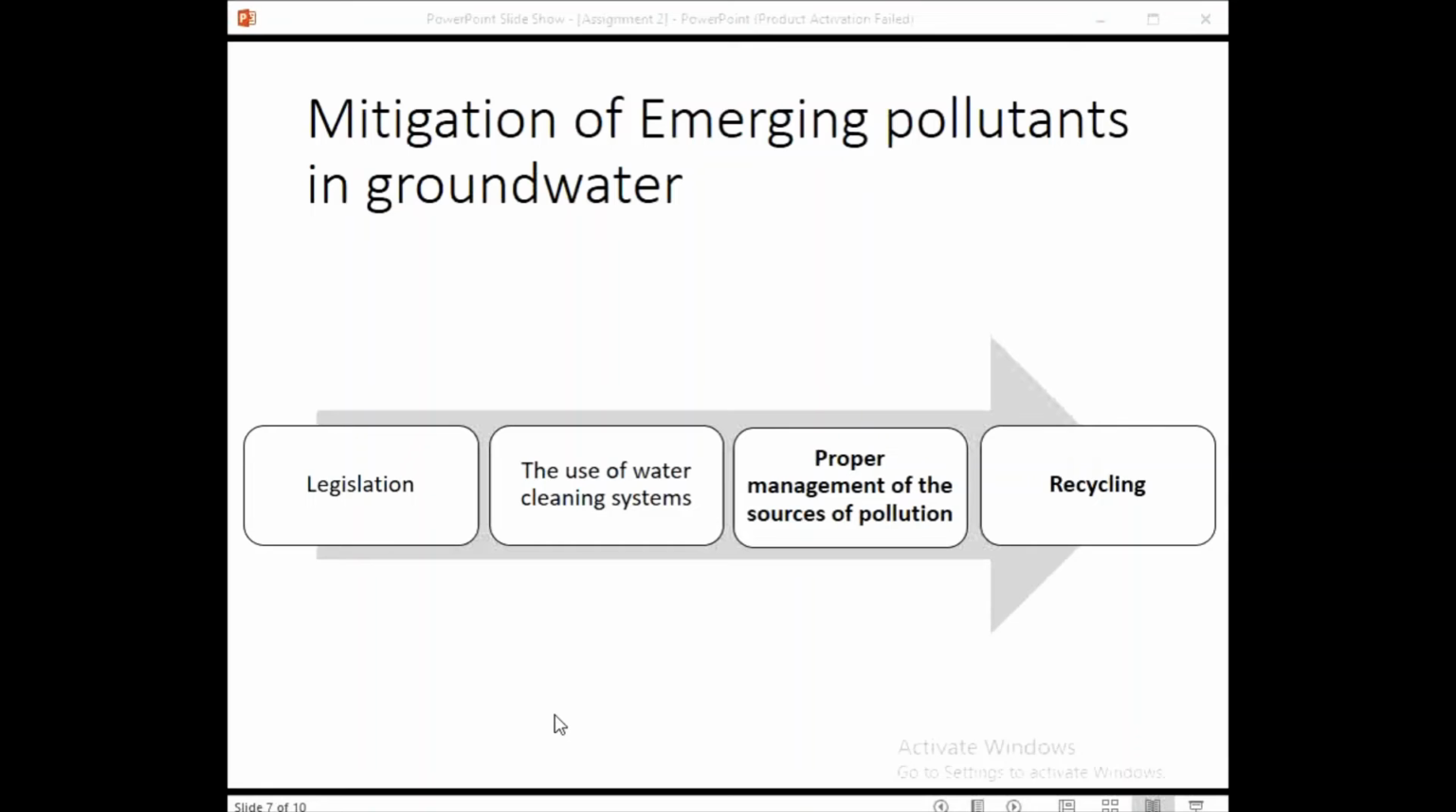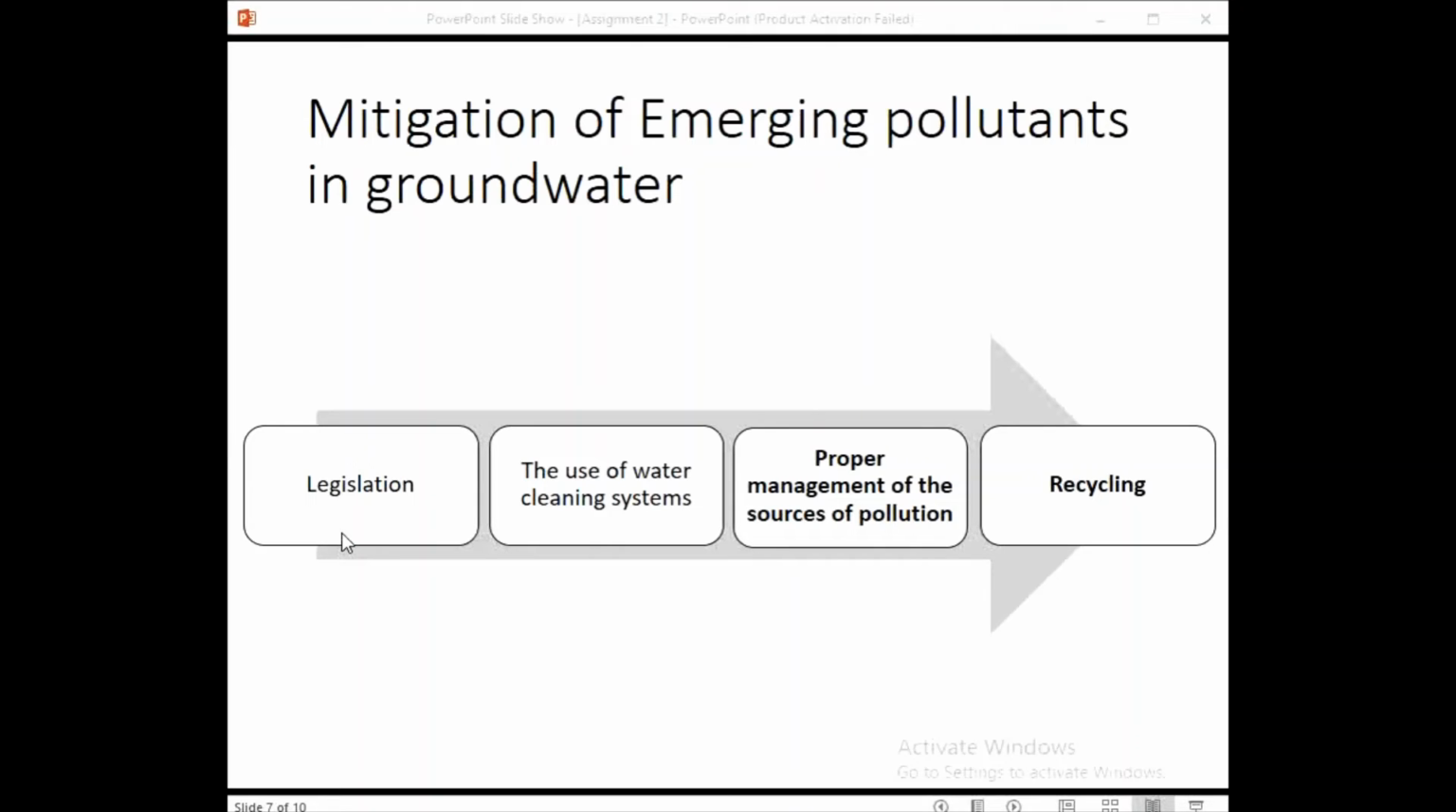Solutions for groundwater pollutants. The first is legislation. There are federal laws in most countries that help in protecting the quality of groundwater. Safe drinking and clean water regulations should ensure the protection of drinking water by establishing measures for them to meet health standards.